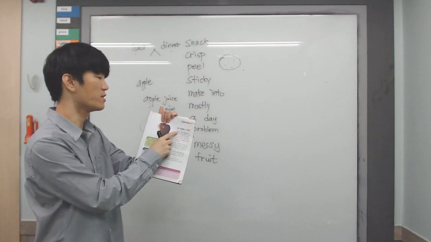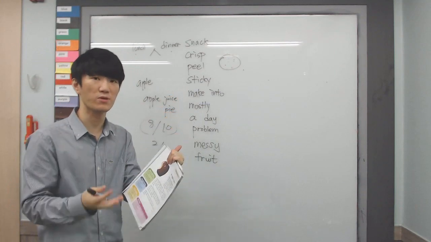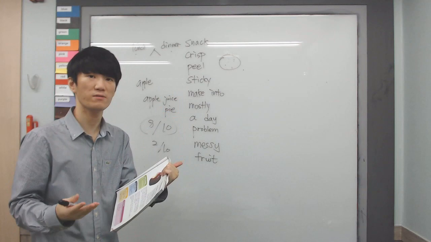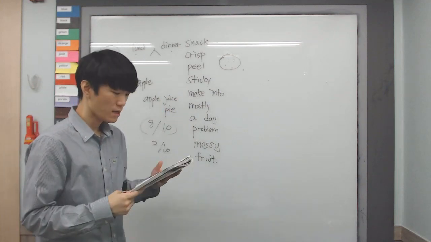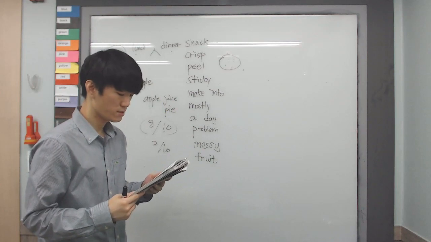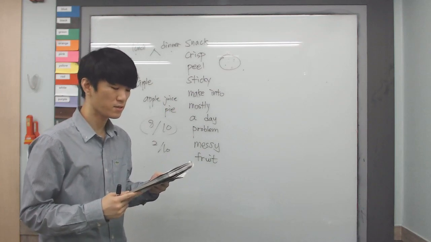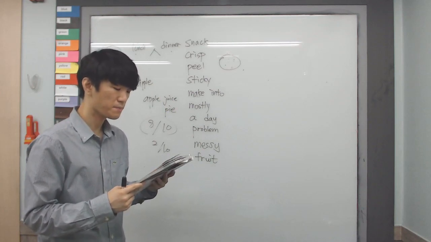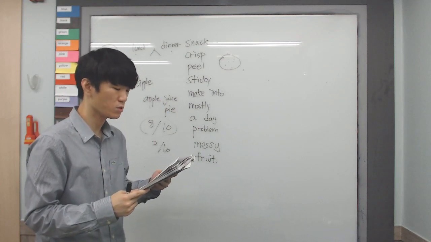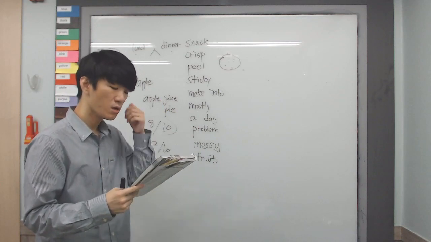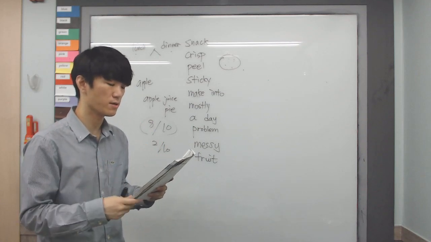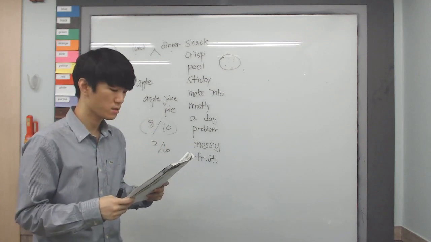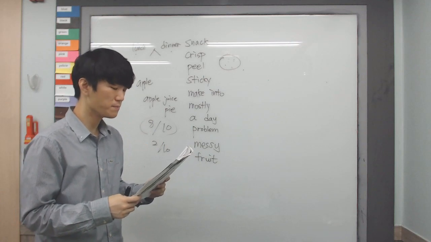So let's read first. I'm going to read the first paragraph. Apples are the best fruit. Apples come in 3 colors. Apples can be red, yellow, or green. Lots of other fruits come in only one color, like oranges. An orange can only be orange.